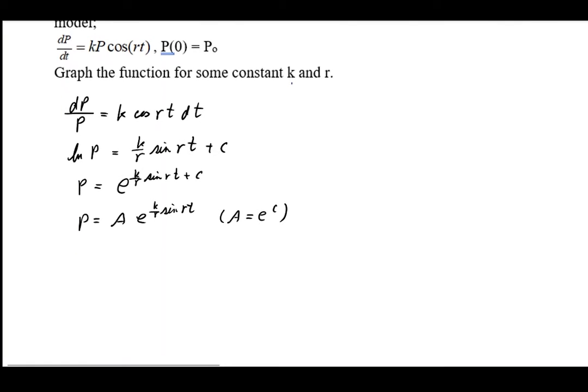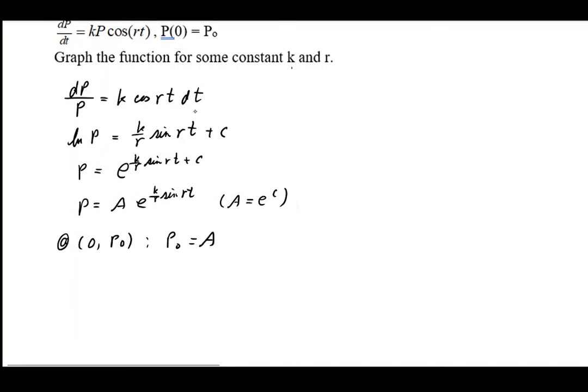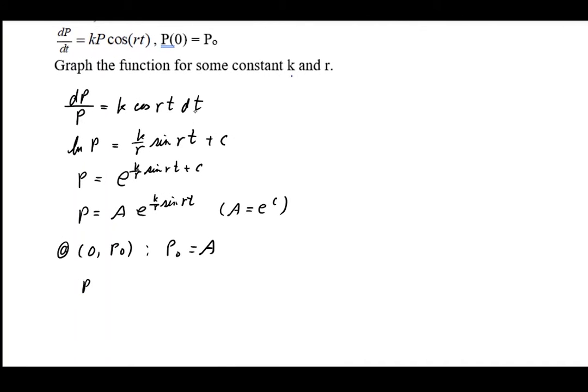Good. Now we apply initial value conditions. So at t equals 0 and P naught, we substitute P naught for P, so it becomes P naught. And on the other side, once you substitute 0 for t, sine 0 is equal to 0, therefore e to the 0 is 1. So A is equal to P naught. Substitute it back, so we have P as a function of t is equal to P naught e to the K over R, some constant, times sine RT.